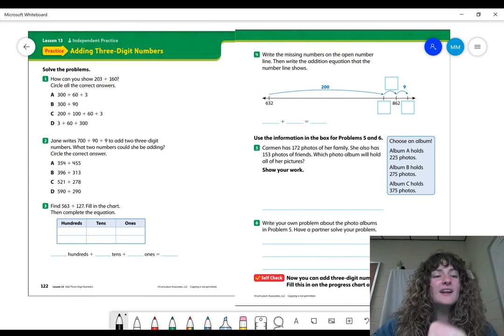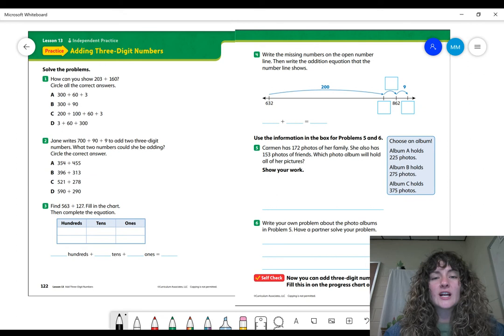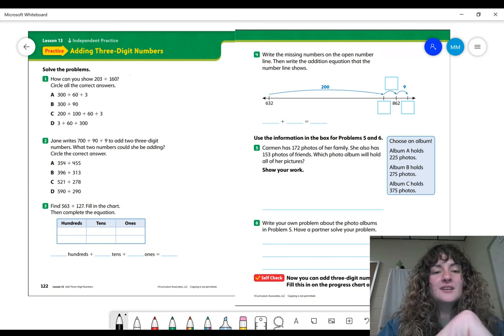So look at our options. It wants us to break up the value of each digit with these three-digit numbers. So we have to decide which number sentences show the correct value for those digits. So let's start with 203. Let's find the value of 203.